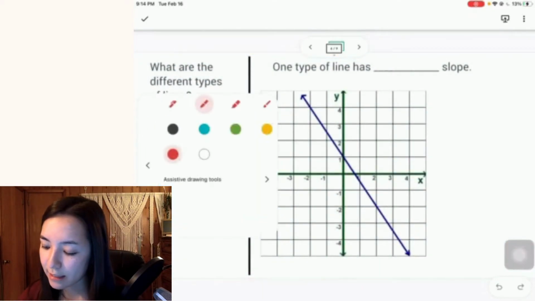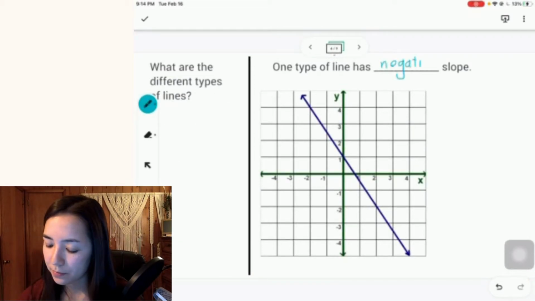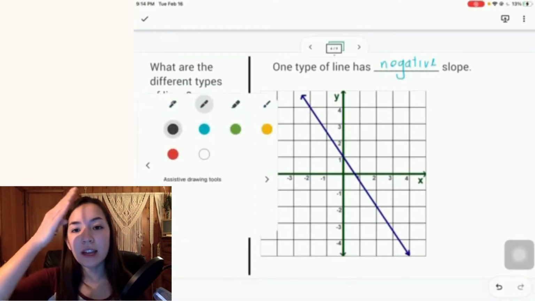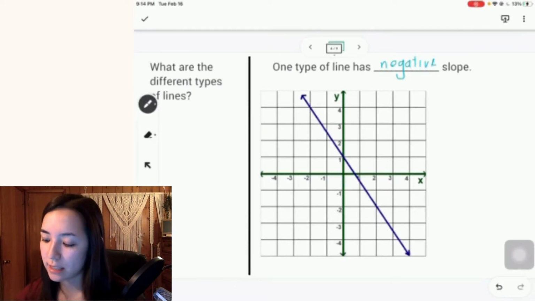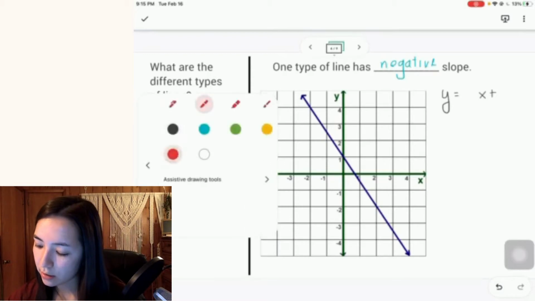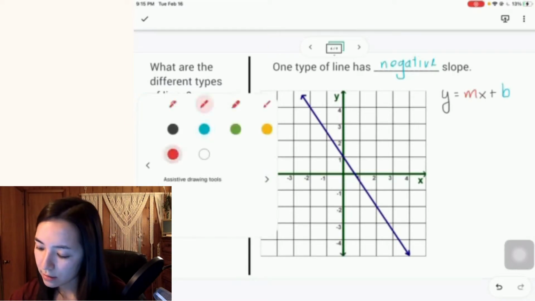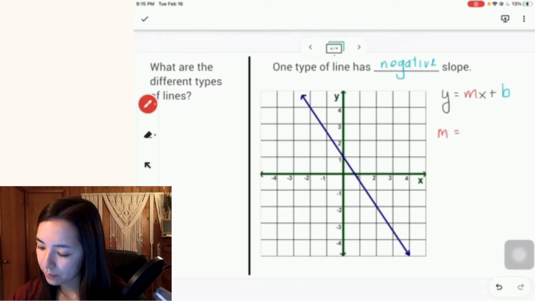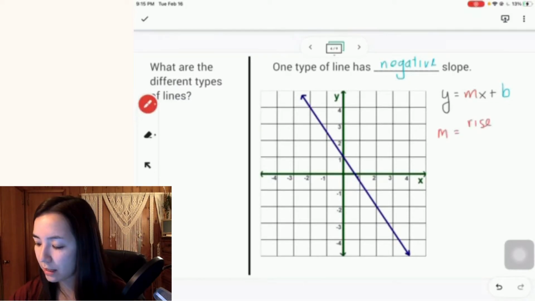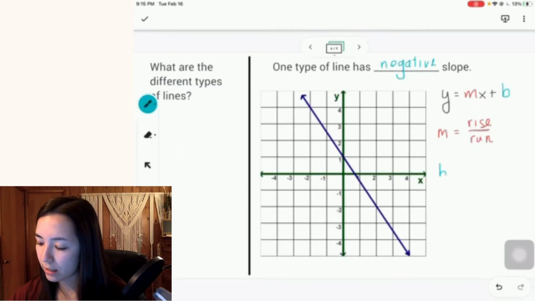Another type of line is a line that has negative slope. That just means our line is decreasing instead of increasing. We can still find our slope in the same way, looking for m, our rise and run, and b, our y-intercept. So m, our slope, is our rise over our run. B is our y-intercept.